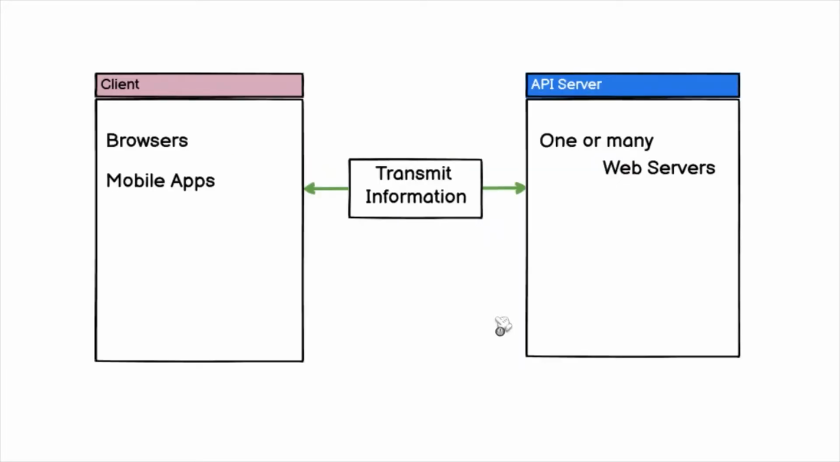Typical use case scenario: we have a client, which can be a browser, a mobile application, or another API, and then our API server where we store our API. It can be one server, it can be a cluster of servers, and they transmit the data back and forth.